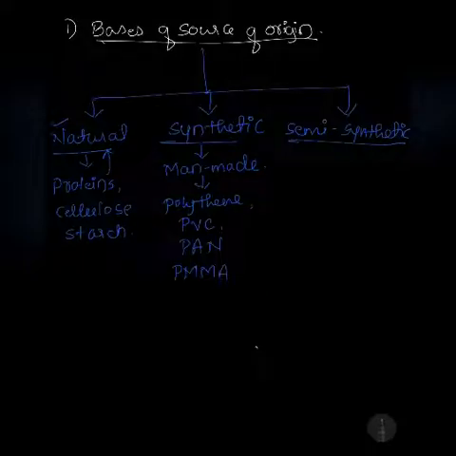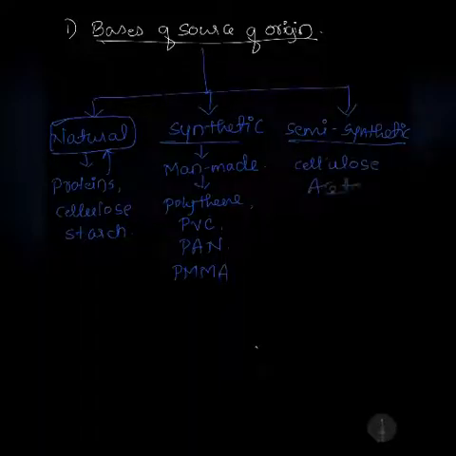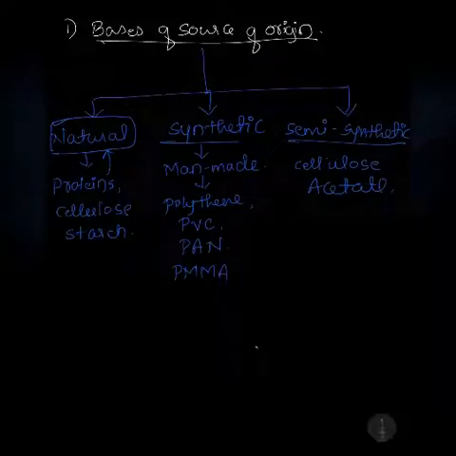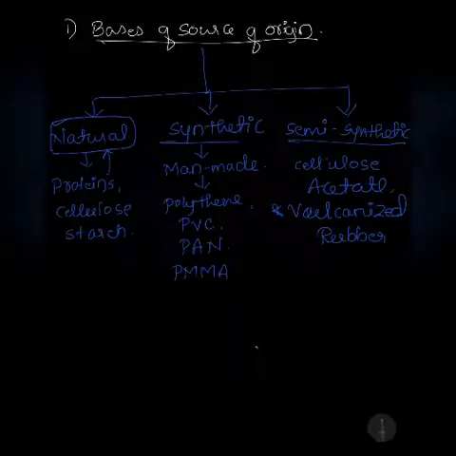Coming to semi-synthetic polymers, they are obtained by making some modification in the natural polymer. In a simple way, they can be said to be an intermixing of natural and synthetic. These are also prepared artificially. The best examples are cellulose acetate and cellulose xanthate, and vulcanized rubber. Later in the same lesson, we are going to study vulcanized rubber in detail.